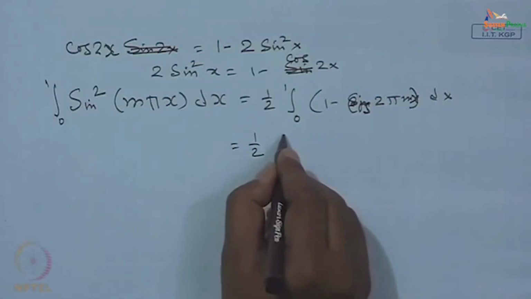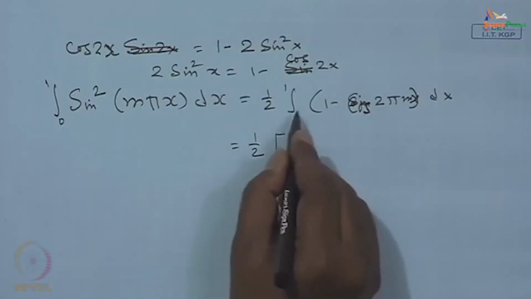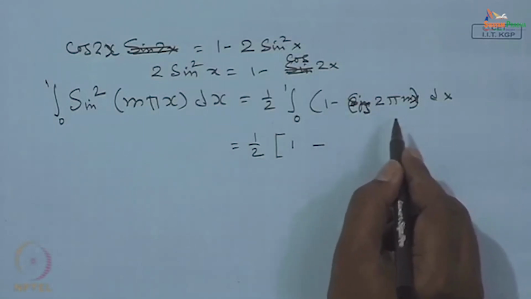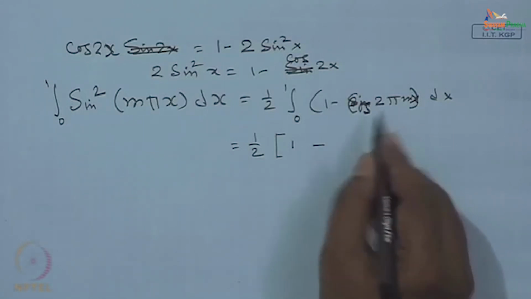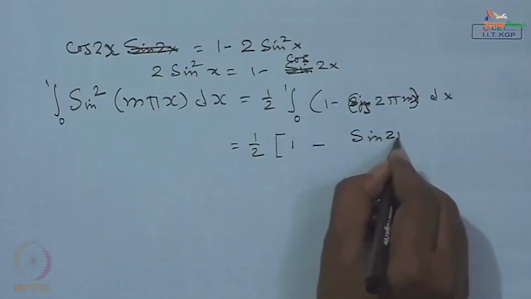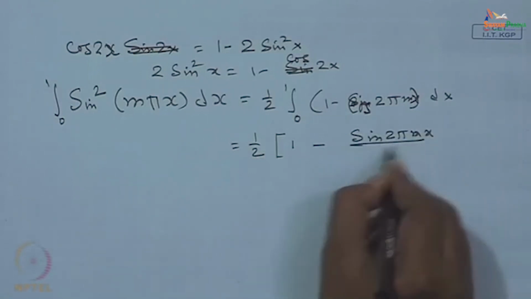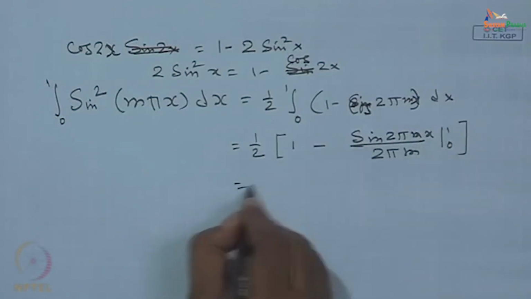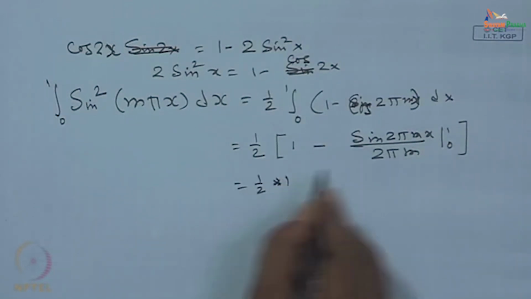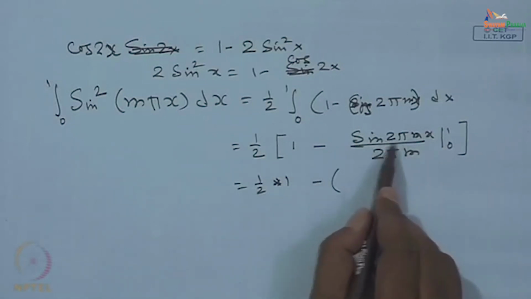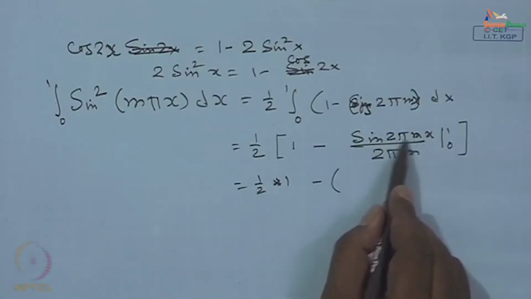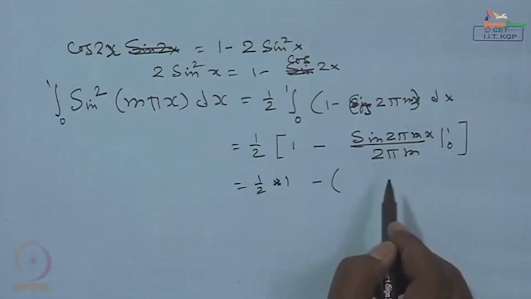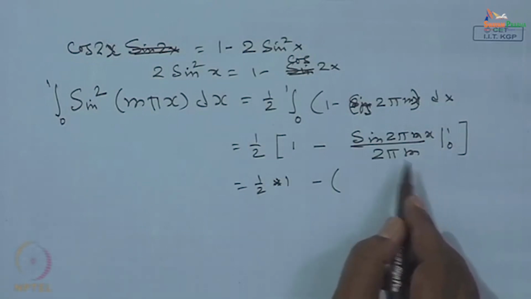So, half, the first one will be 0 to 1. So, it will be 1 minus integration of cosine 2 pi m x, which is nothing but sin 2 pi m x divided by 2 pi m, from 0 to 1. So, half into 1 minus sin 2 pi m divided by 2 pi m. So, sin 2 pi m will be equal to 0, sin 2 pi will always be 0 and sin 0 is 0.